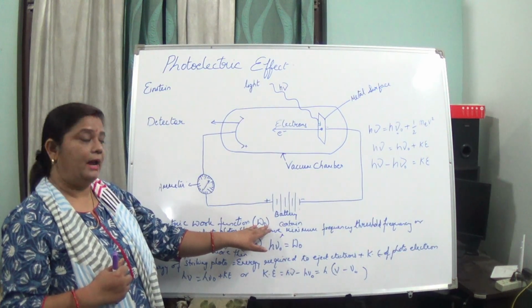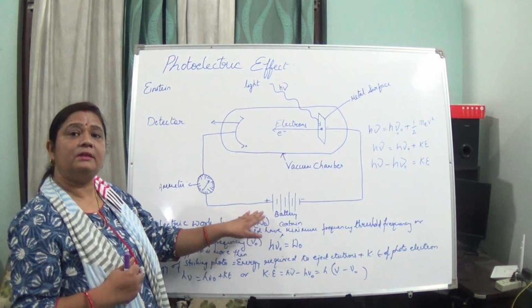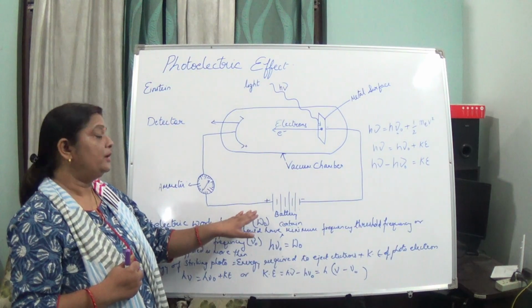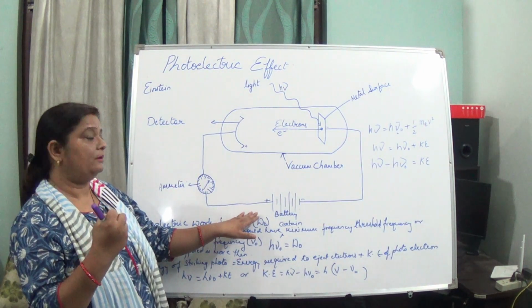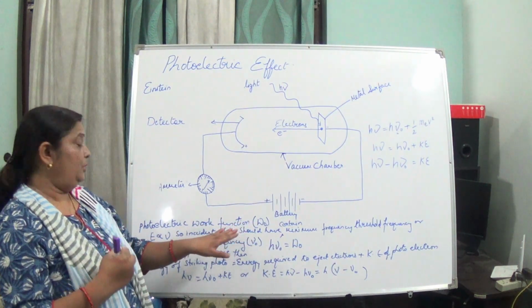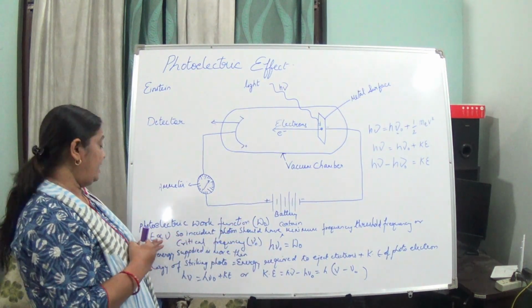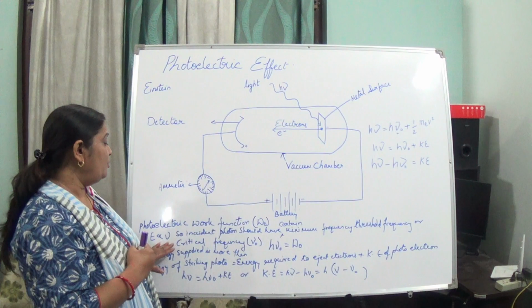Now we have studied the minimum energy required to remove the electrons from their outermost orbit. So now you know that energy is directly proportional to frequency.